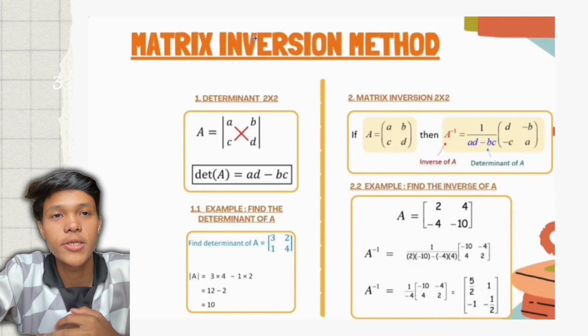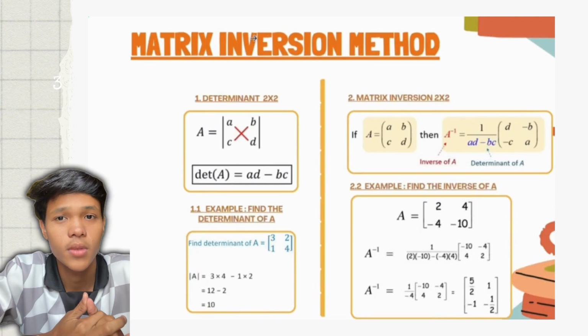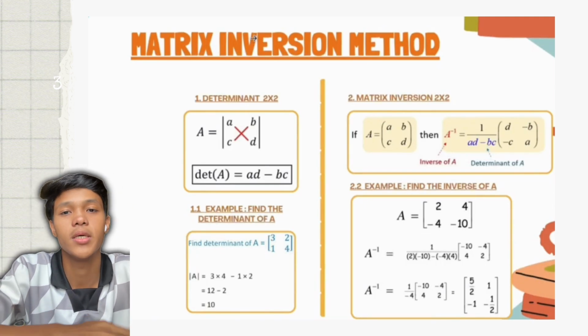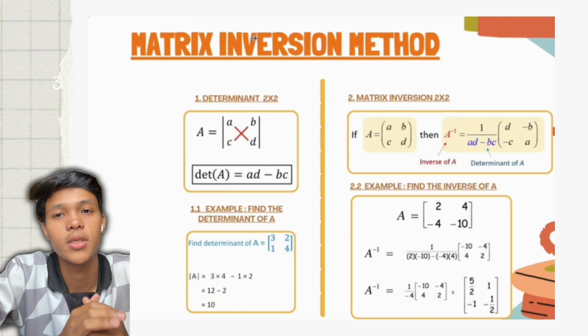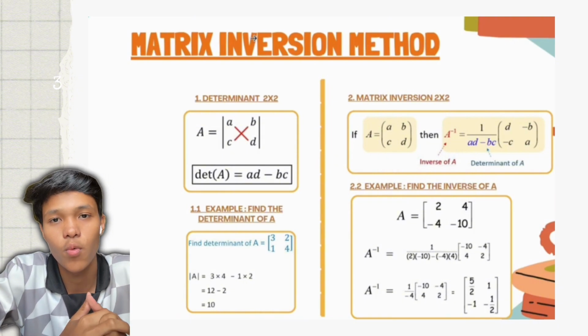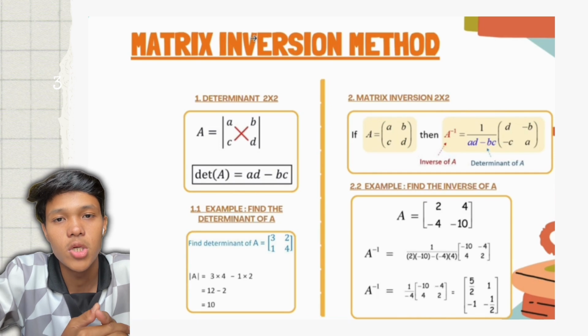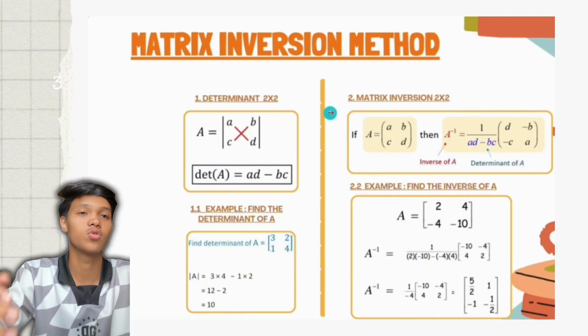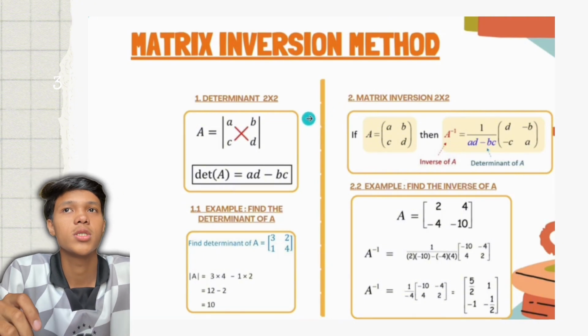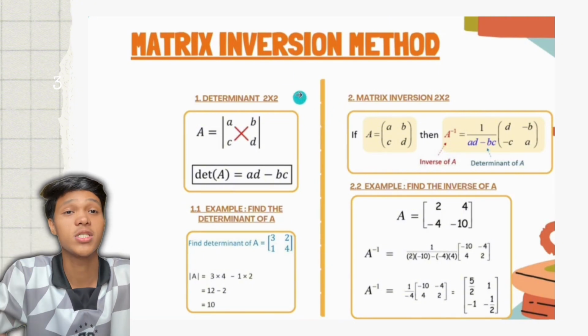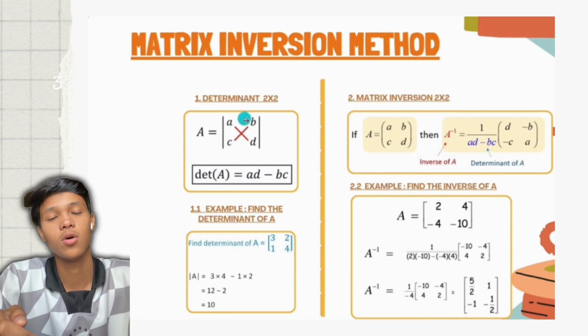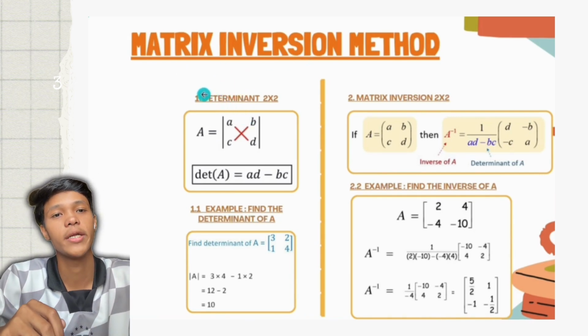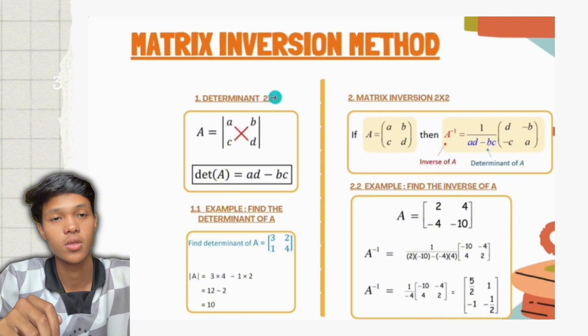So we go to the last part, which is the matrix inversion method. The matrix inversion method is the process of finding a matrix called the inverse matrix that when multiplied by the original matrix yields the identity matrix. The inverse of a matrix A is denoted as A inverse. Before you solve a question of matrix inversion, you must know how to get the determinant. So this is the formula.